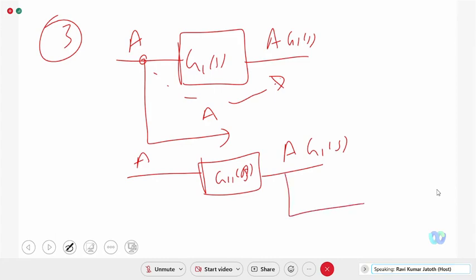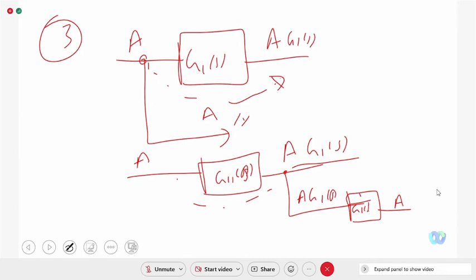When we move the branch point ahead of the block, what signal will we get here? We moved it from here to here, but the signal we get is A G1, and what we should get here is A. So if I want to get signal A, what should I do? 1 by G1 of S. The rule is, when I move a branch point ahead of the block, we need to multiply by 1 by the gain of that particular block so that we get the same signal. Is this clear?